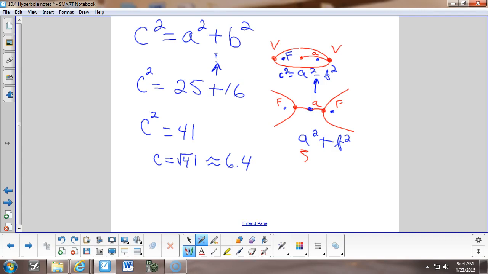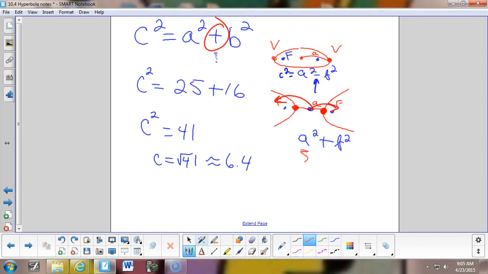Remember with the hyperbola? This is a hyperbola, saying them backwards. Remember with the ellipse? It was a squared minus b squared because it had to be shorter. The focal points had to be on the inside of where the vertices were. But with the hyperbola, the focal points are beyond where the vertice is. Here's the vertice, and the focal points are beyond that. They're farther away from the center. That's why this is a plus. Ends up being a squared plus b squared.